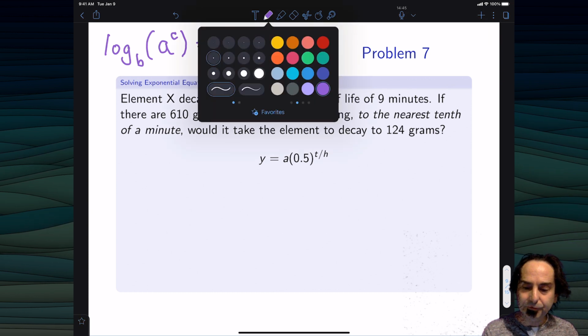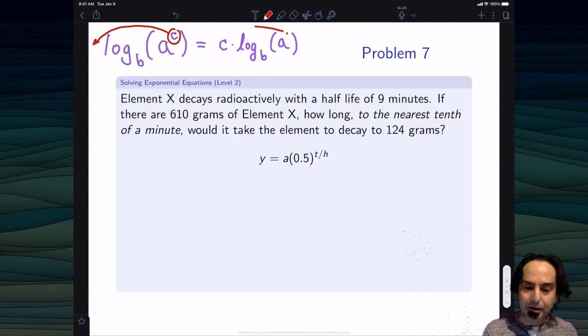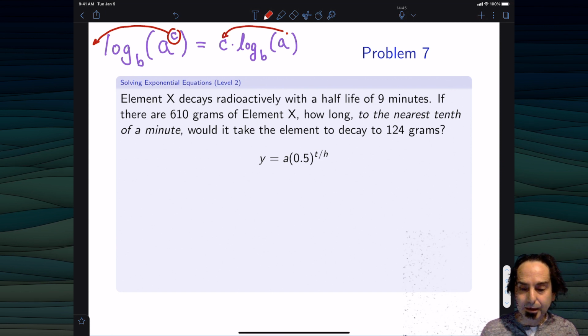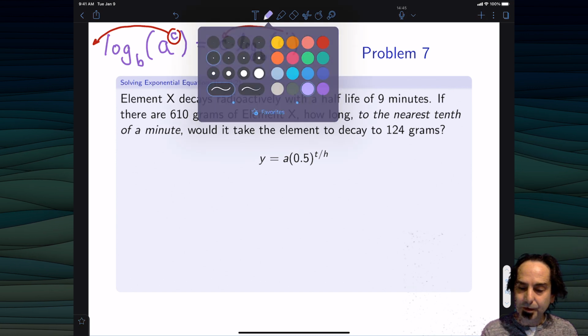So it's almost as if the exponent c pops out in front of the logarithm and simplifies it. Now, this works for any log, but this will give us a nice tool to compute this. Anyway, let's go back to this problem.